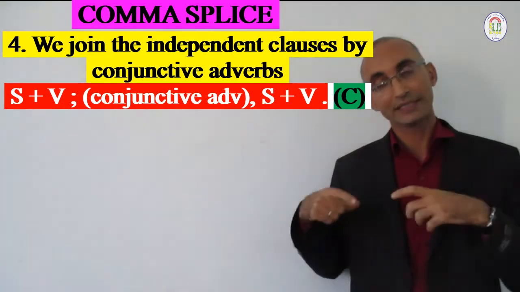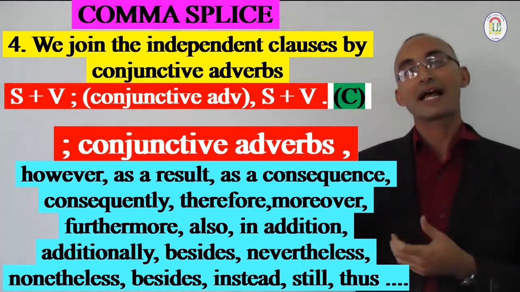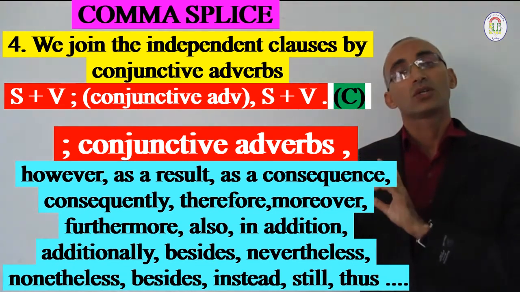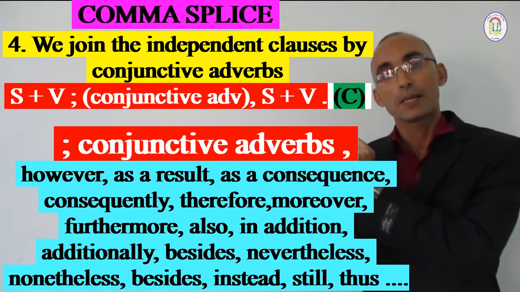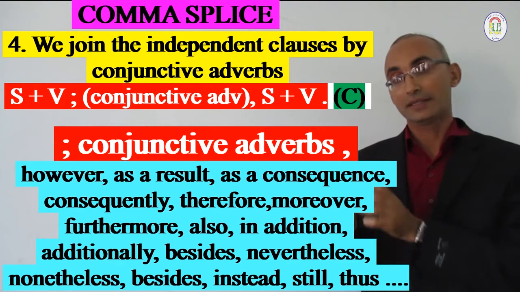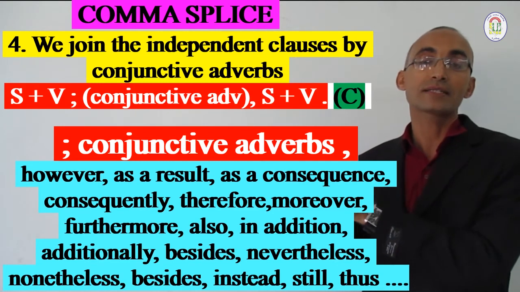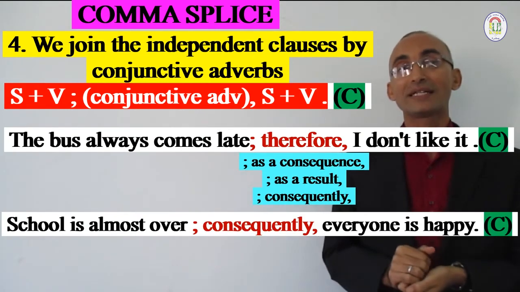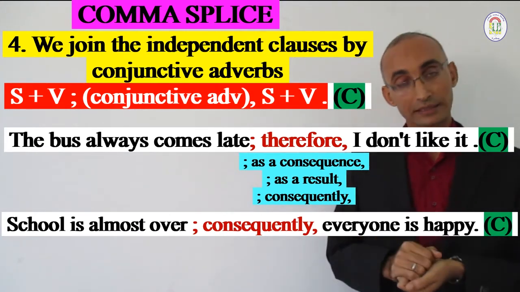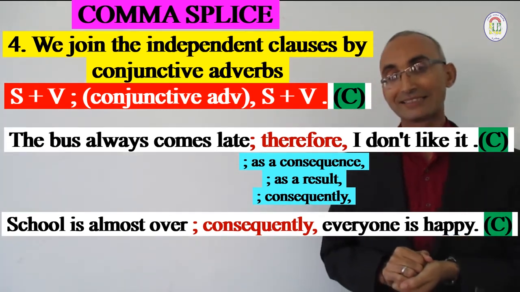Conjunctive adverbs. In English, we have a long list, as you know: therefore, however, consequently, as a consequence, nonetheless, nevertheless, also, in addition, moreover, and so on. So these also are used with specific punctuation marks. Clear? So here, for example, we consider the order of the two clauses, and we write: the bus always comes late, semicolon, therefore, comma, I don't like it. Clear? I don't like it.